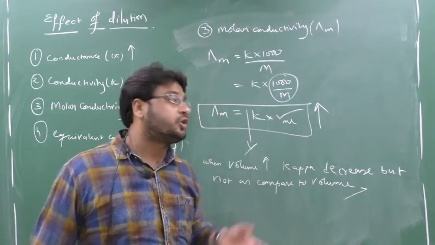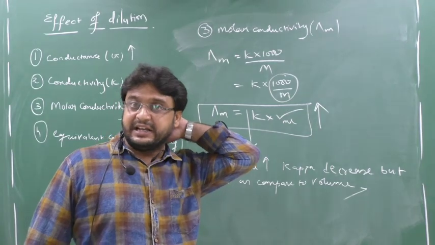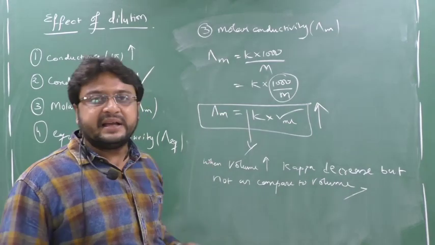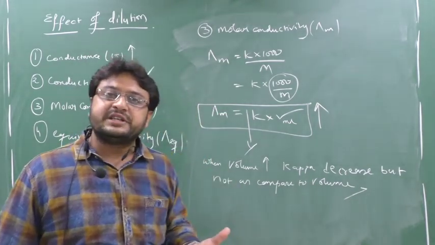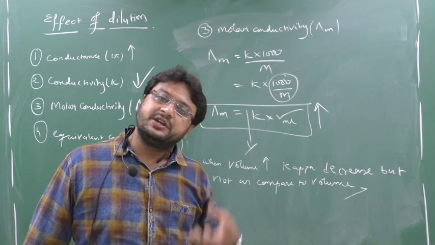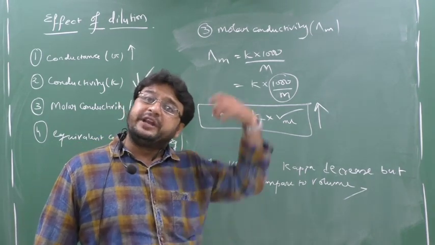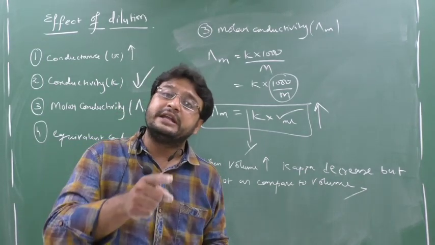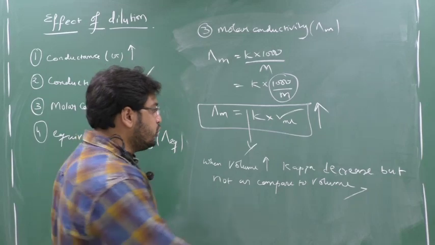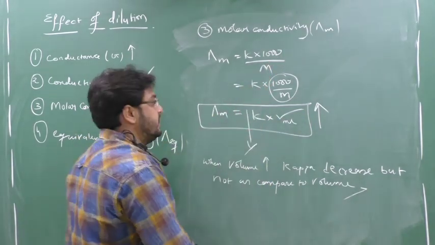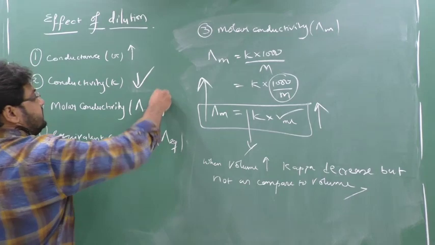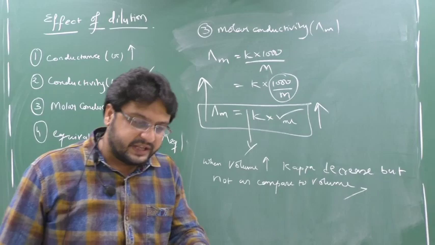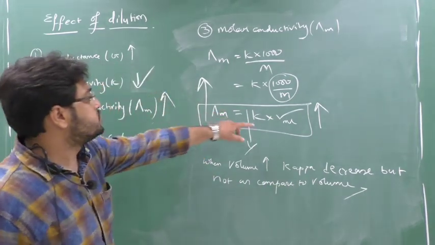The effect of volume is more. Suppose when volume is increased 5 times, kappa is decreasing 2 times. When volume is increased 10 times, kappa is decreasing 4 times. When volume is increased 15 times, kappa is decreasing 6 times. So ultimately whose effect will be more? Ultimately volume effect will be more. Volume is increasing, so lambda m also increases. Clear? See here, lambda m equal to k into V. Now on dilution we are increasing the volume, and we know on dilution k decreases.